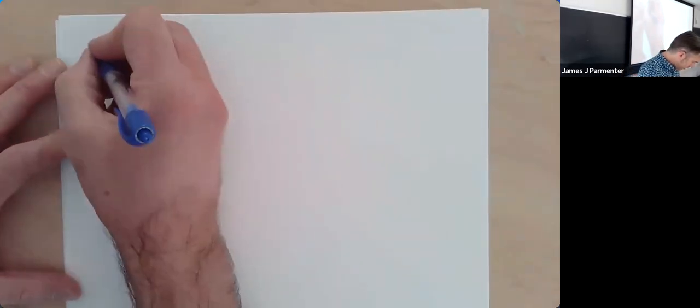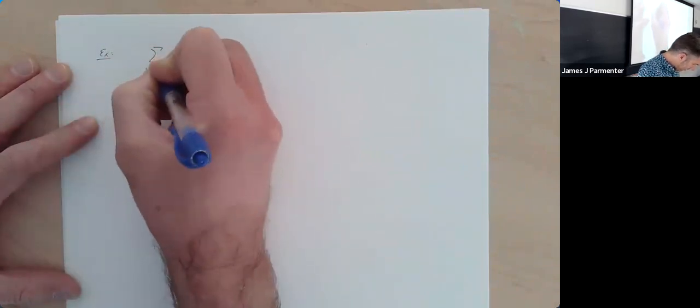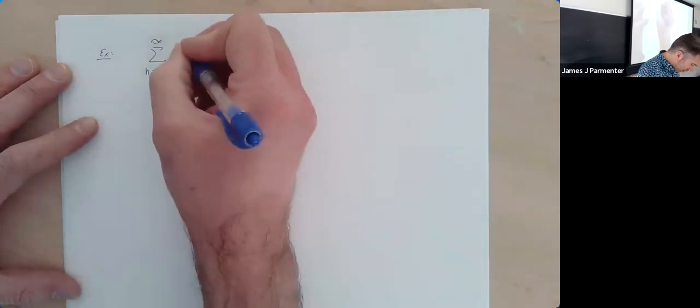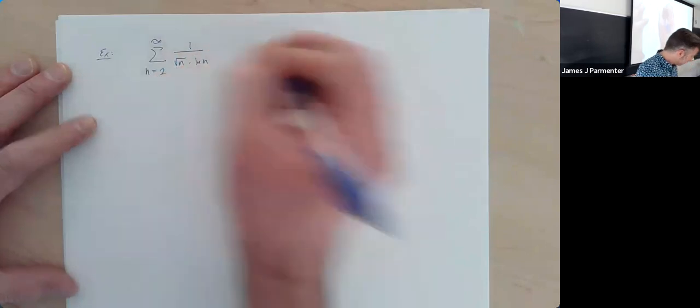Sure. Let's look at one more. One more. Yeah, we should try and talk about the ratio test. Yeah, we can. So one more example. Let's say we have the sum from n equals 2 to infinity of 1 over the square root of n times the natural log of n.